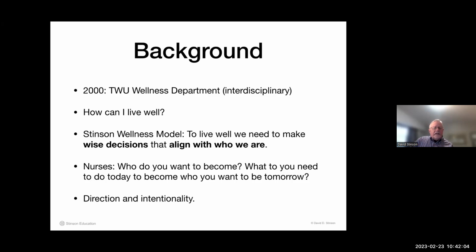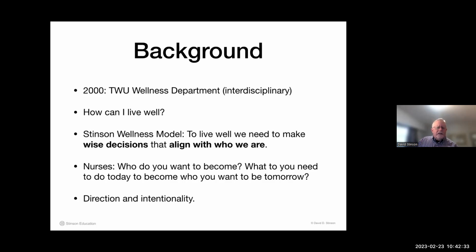And the essence of it is this: to live well, we need to make wise decisions that align with who we are. So first question, how do you make a wise decision? And then second question is actually, who are you? And how do you fit the wise decision with who you want to become and the person that you already are? And so that was kind of the origin, and I won't go into the model, but that's kind of the essence of what I came to.